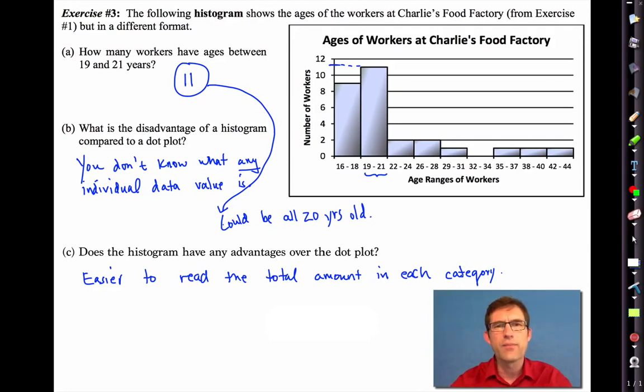The histogram, and why it's used so much more often, is that it's very fast. You can look and you can immediately say, oh, well, the number of workers that are between 16 and 18 is 9, right? It's very, very obvious very, very quickly. It's also very obvious from this that there's a lot more people that are younger working at Charlie's Food Factory than older. Although one could say that you can certainly do that as well with the dot plot.